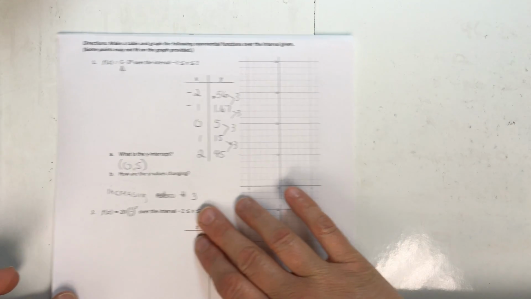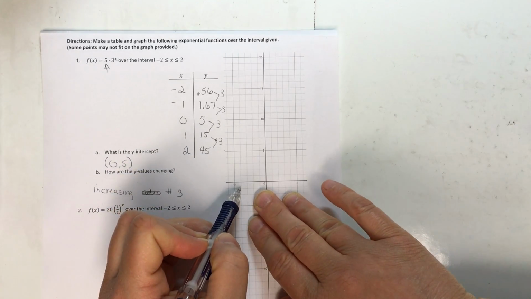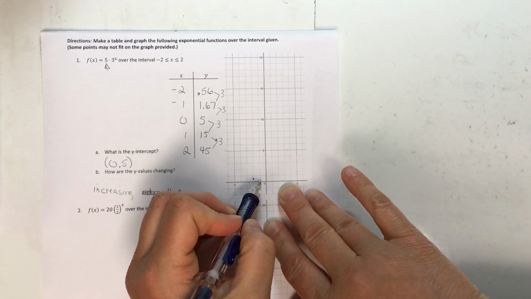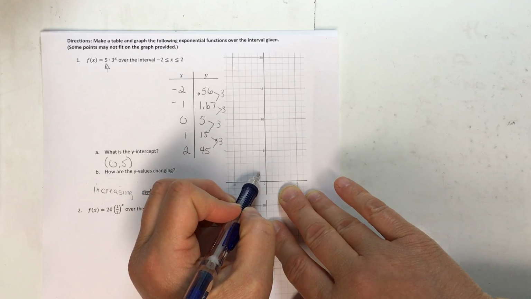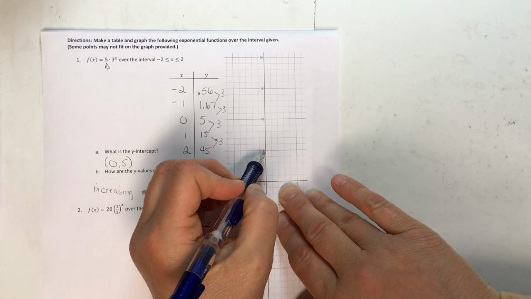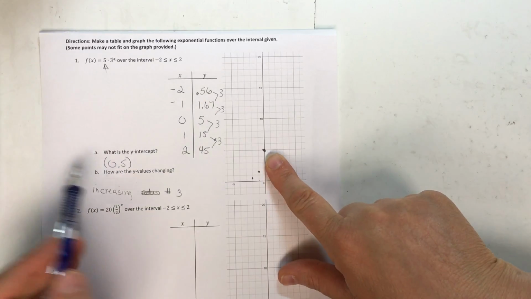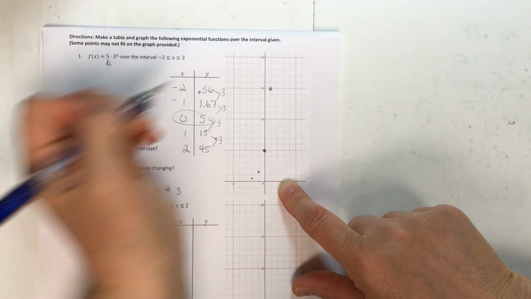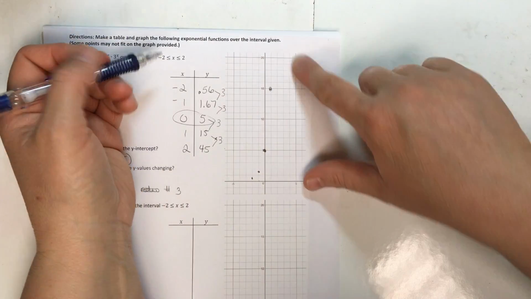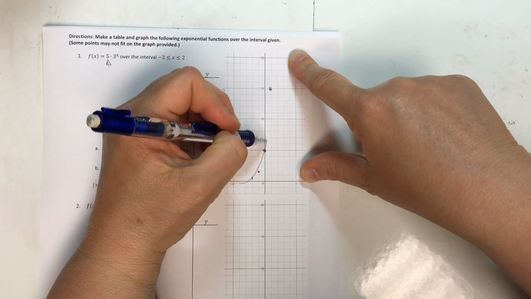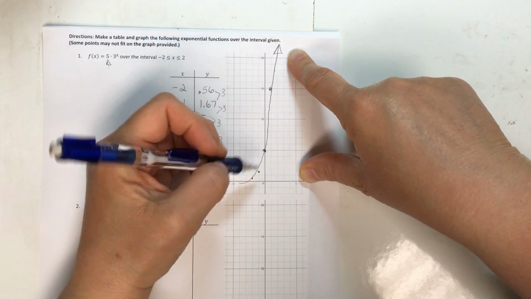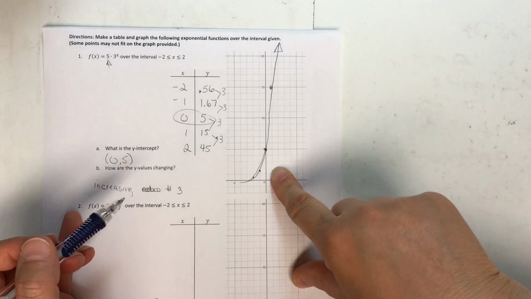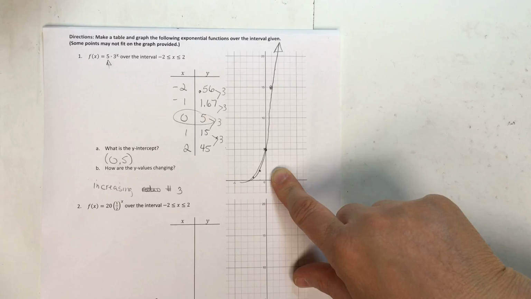All right, now let's plot some of these points. So we have a -2, and 0.56. Then we have a -1 and 1.67. Then we have 0 and 5. That's my y-intercept again. Then we have 1 and 15. And we have 2, and then we're off the chart, so it would go up there. If you notice, and I missed one of my points, this goes up at quite a steep rate. This is our exponential graph.